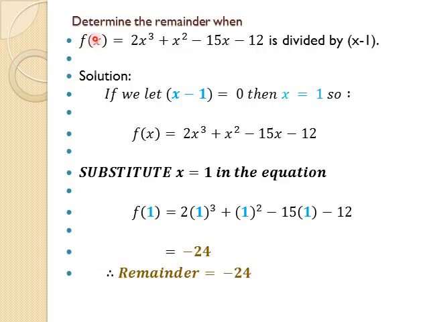Right, so determine the remainder when f of x equals 2x cubed plus x squared minus 15x minus 12 is divided by x minus 1. So if we solve using the zero factor law, x minus 1 equals 0. If I take negative 1 across, then x equals 1. So if we substitute in that equation, it becomes f of 1, 2 times 1 cubed plus 1 squared minus 15 times 1 minus 12, and that gives me an answer of negative 24. So my remainder here is negative 24.